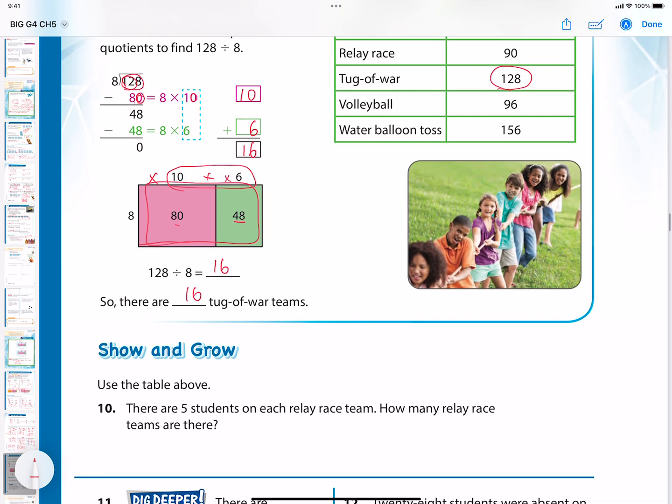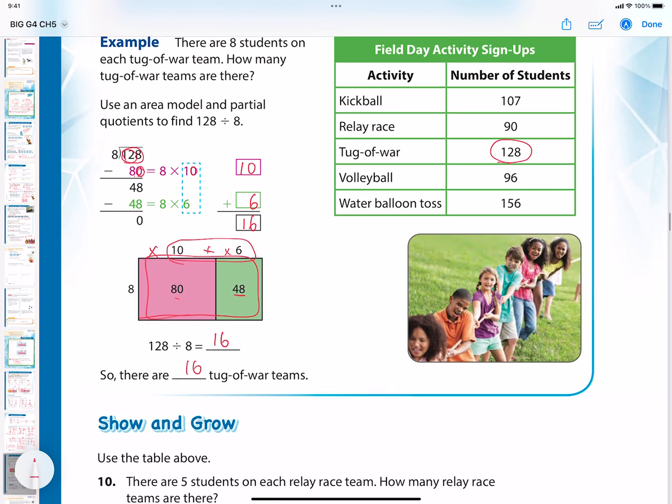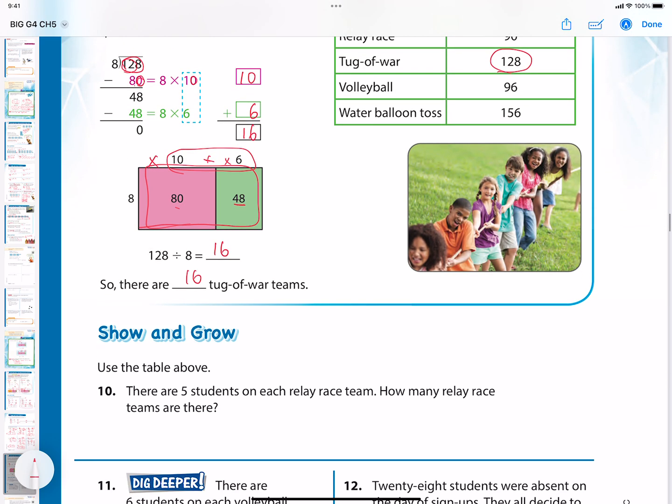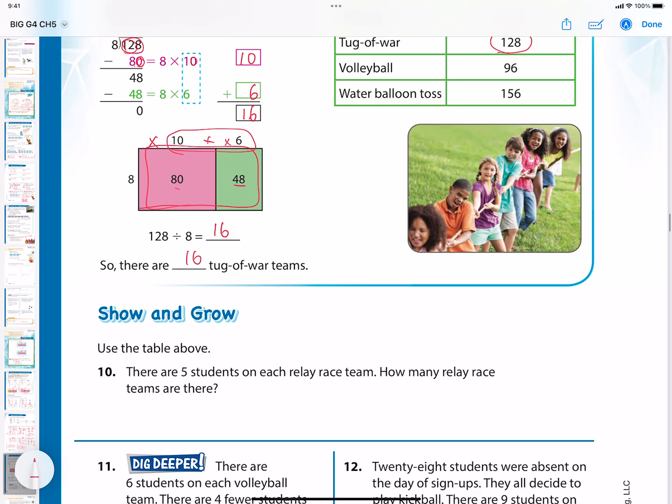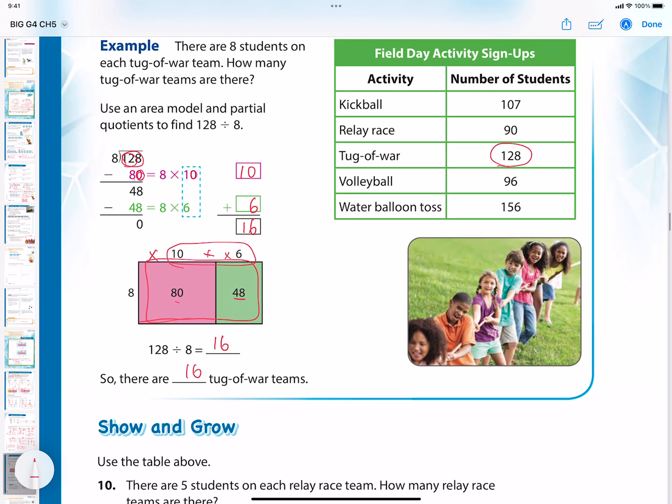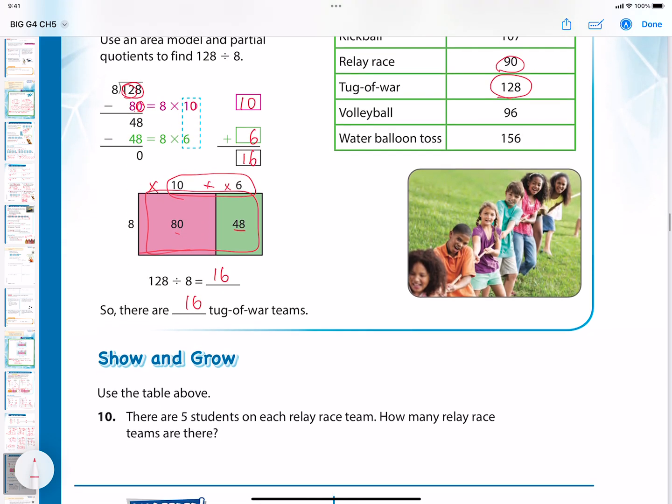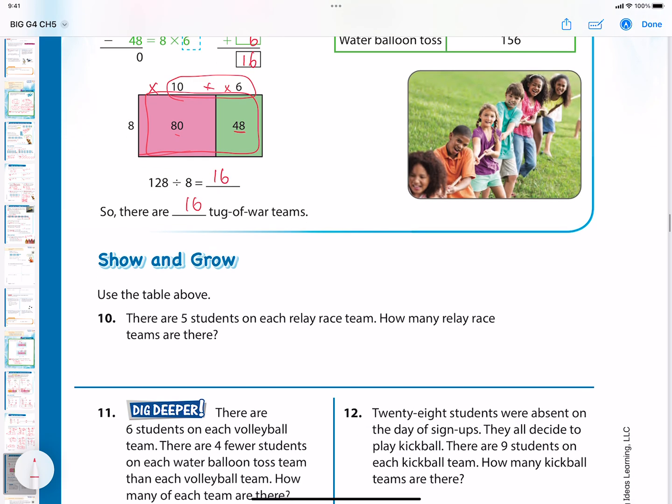All right, let's move on. Use the table above. Okay, we will. There are 5 students on each relay race team. Relay race, okay, 90. Let's keep that in your mind. There are 90, and there are 5 students on each relay race team. How many relay race teams are there? Each team has 5. 90, sorry, I forgot.